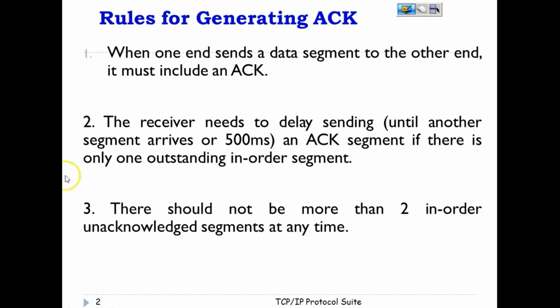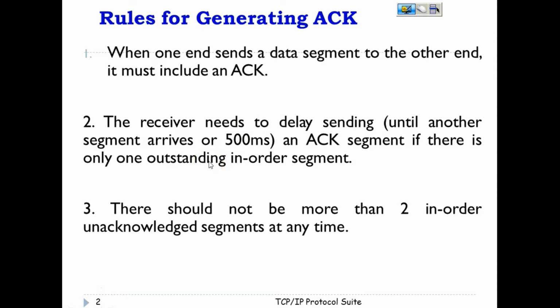Rule number one says when one end sends a data segment to the other end, it must include an acknowledgement. So whenever any side, either a client or server, is sending data to the other end, an acknowledgement is always included, and this is called piggybacking. Whenever the acknowledgement is added in the data segment, it is called piggyback. This is rule number one.